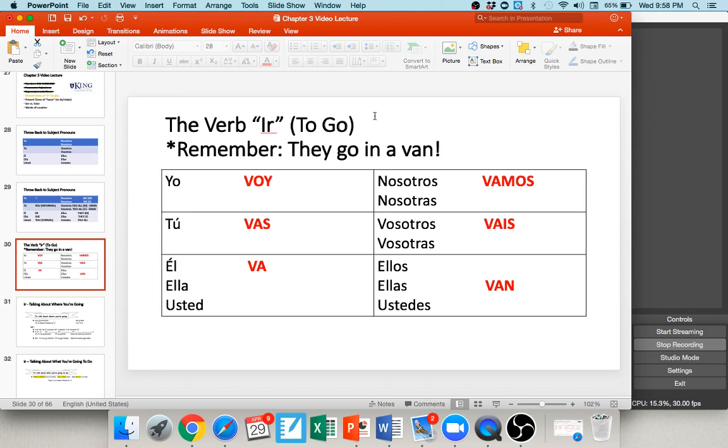Another something else you might remember here, if you've ever seen Dora the Explorer, you hear her say, come on, vámonos, everybody, let's go. That vámonos is the same word here that you see from ir. Vamos, we go. Okay, so ir, to go, voy, vas, va, vamos, vais, van, referring to who goes. Okay, the best thing to do with these guys is just to memorize them. It will help you tremendously just to memorize these.